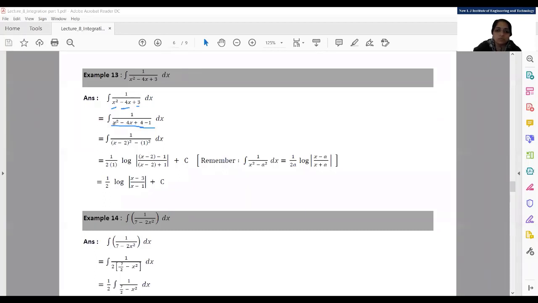x, square root of first term, minus, that is the sign of the middle term, and the 2, that is the square root of the last term. So x minus 2 whole square minus 1 square. Now I compare this with integration of 1 upon x square minus a square. My x is x minus 2 and a is 1. So 1 upon 2 log of x minus a upon x plus a. So x minus 2 minus 1, x minus 2 plus 1. By simplification I get the answer 1 half log x minus 3 upon x minus 1.